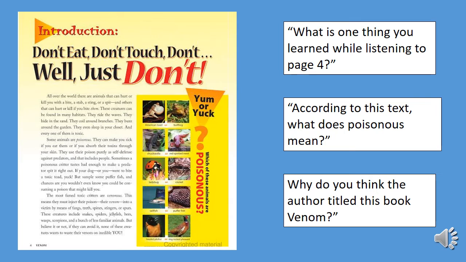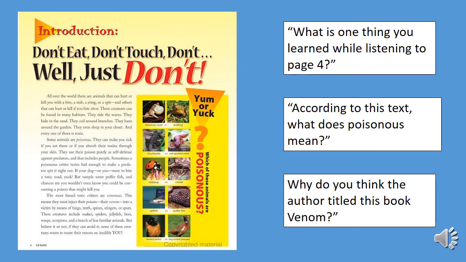The most famed toxic critters are venomous. This means that they must inject their poison, their venom, into a victim by means of fangs, teeth, spines, stingers, or spurs. These creatures include snakes, spiders, jellyfish, bees, wasps, scorpions, and a bunch of less familiar animals. But believe it or not, if they can avoid it, none of these creatures wants to waste their venom on inedible you. I want you to think to yourself, what is one thing you learned while listening to page 4?